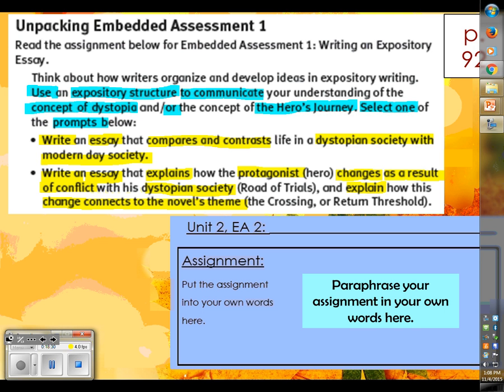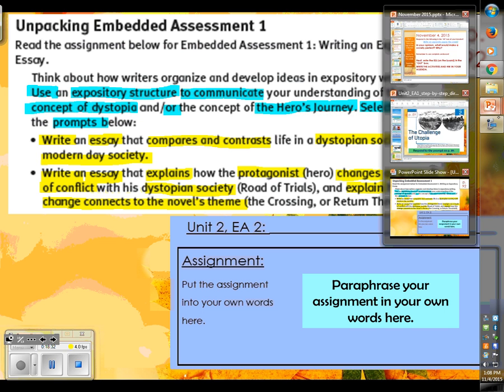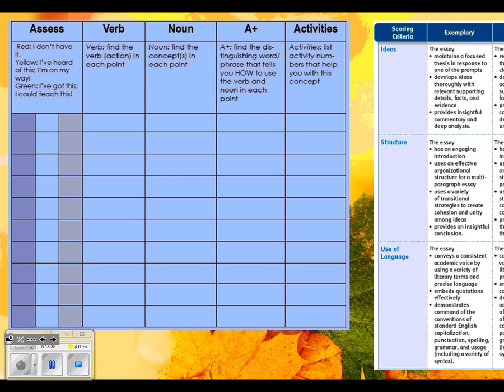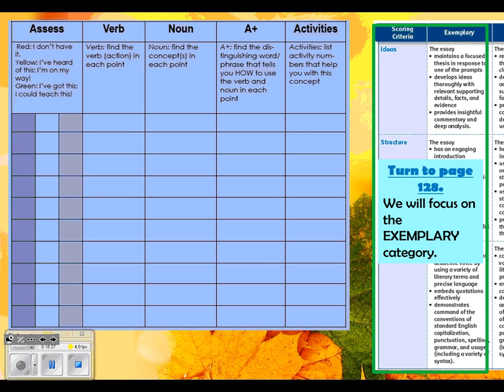So our next page where you're going to go to will be 128 in your Springboard. And I've got the page number popping up on the screen now. 128 is where you're going to find your scoring guide for this essay that you're going to be creating. So on page 128, I'm going to ask you to do what we've done in the past. I want you to go ahead and highlight, box in that exemplary column, just make it stand out. We're always shooting for an A.